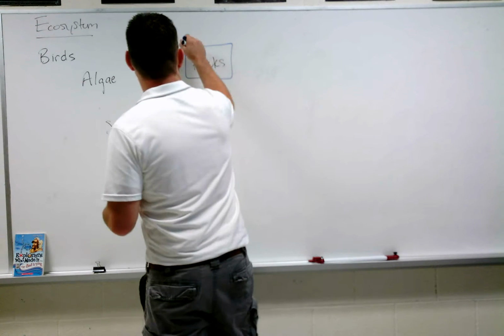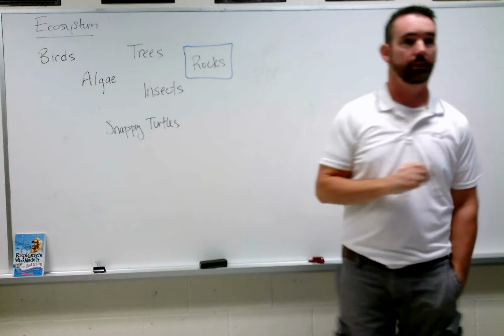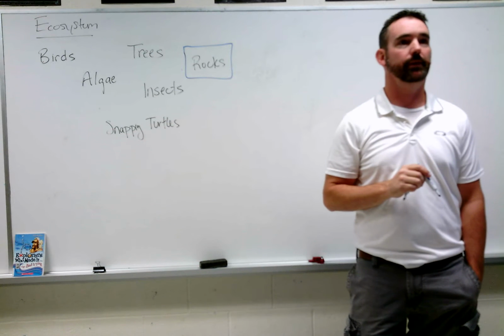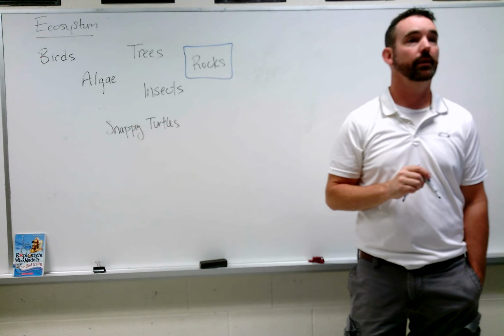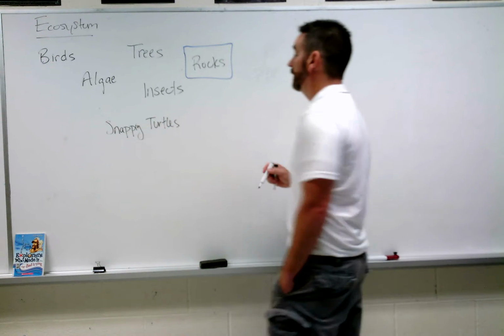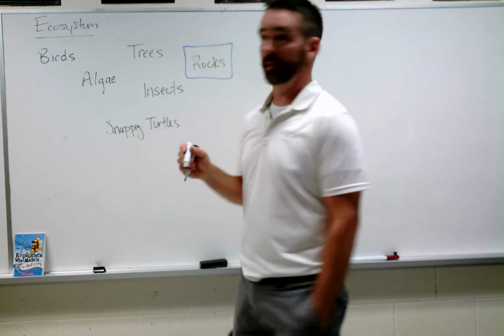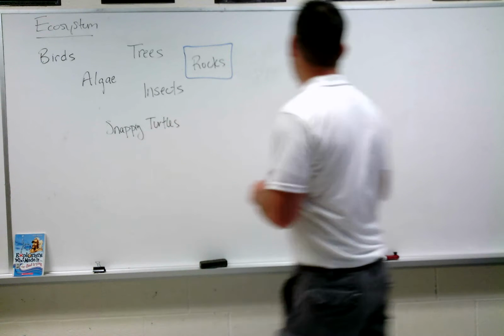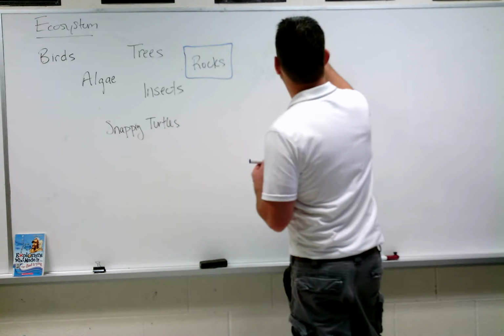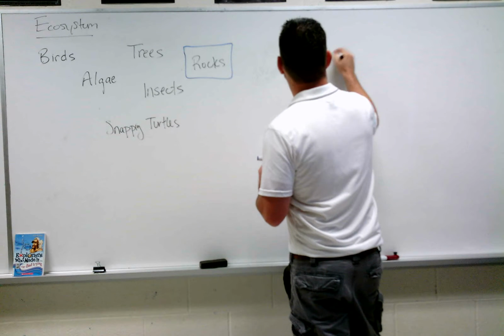Okay, and in science, we have a fancy scientific word for living and non-living. So we have something that's biotic and abiotic. Biotic is a living thing, and abiotic is non-living.